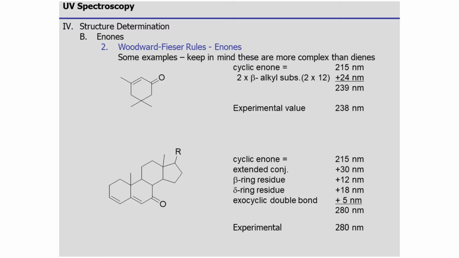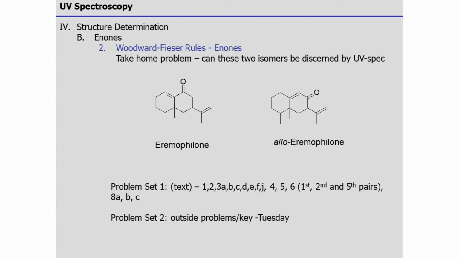Enones are more complex than dienes, with specific cyclic enone values and experimental values provided. The Woodward-Fieser rules help in determining these values. Using UV spectroscopy, we can discern between isomers like eremophilone and allo-eremophilone. Problem sets help in understanding these concepts better.